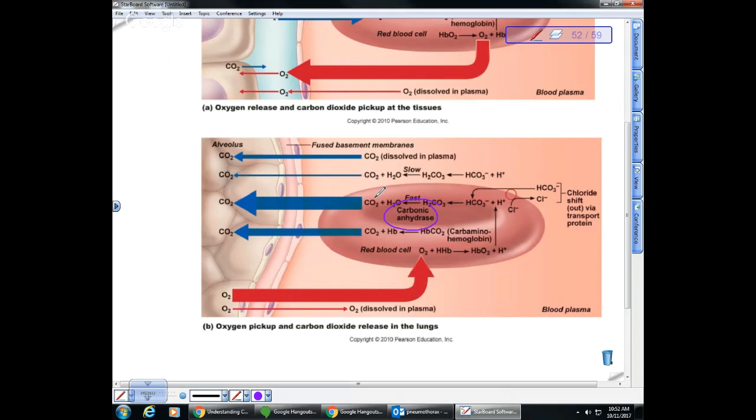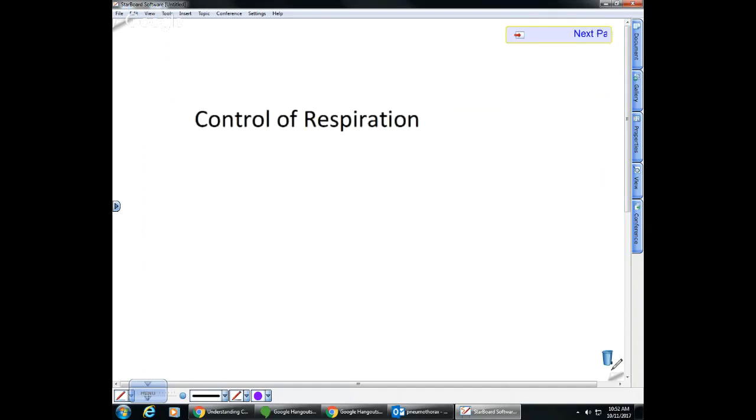Now, the significance of this conversion into an acid for CO2 means that CO2 is used primarily to determine the rate at which we breathe. So when we look at the control of respiration, it has to do with the acidity of the blood. If we increase CO2 levels, this is going to make the blood more acidic, and it's actually going to lower the pH. Because remember, a lower pH means that it is more acidic.